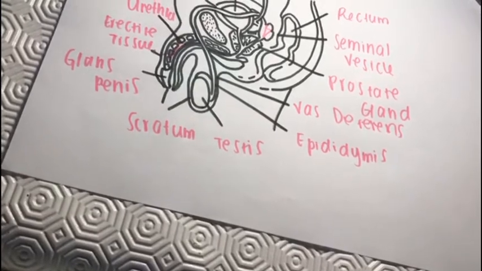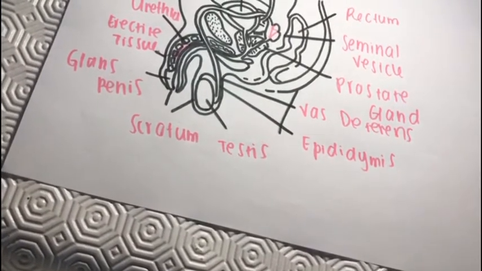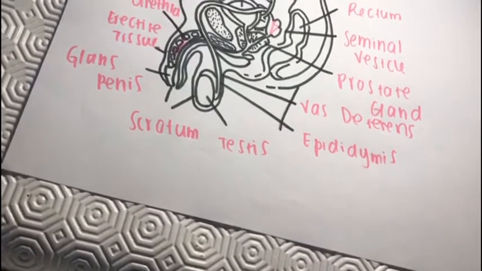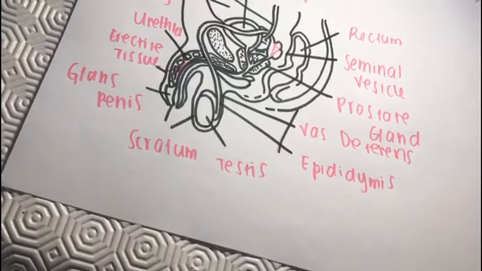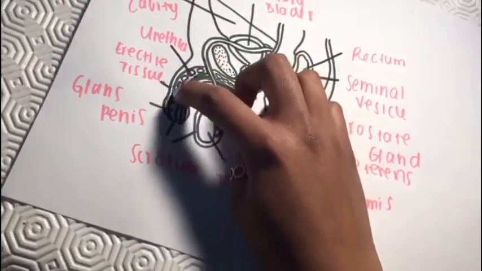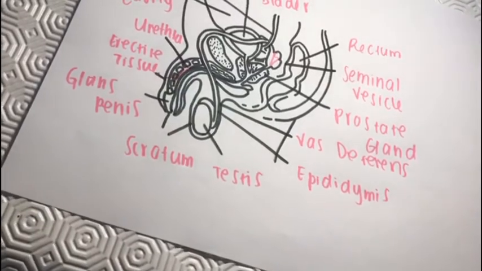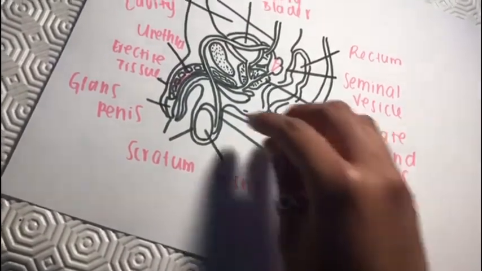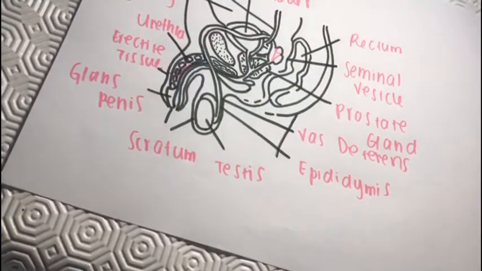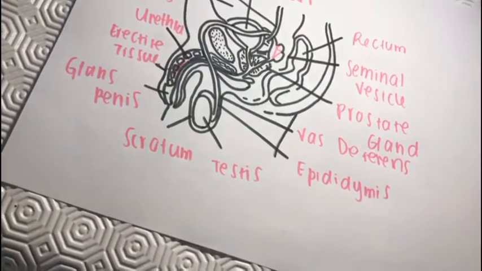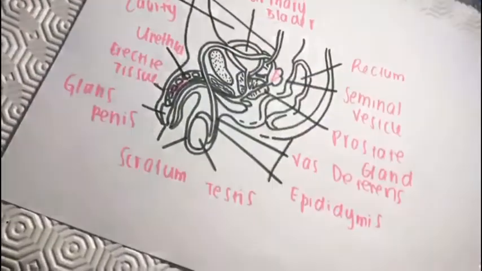The shaft of the penis contains erectile tissues that can fill up with blood and cause an erection. When this occurs, the penis gets bigger and stiffer, and the urethra here passes through the penis, and sperm passes out of the body through the urethra. The urethra also carries the urine from the bladder from here.